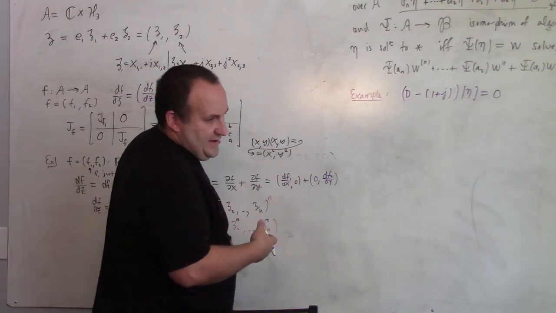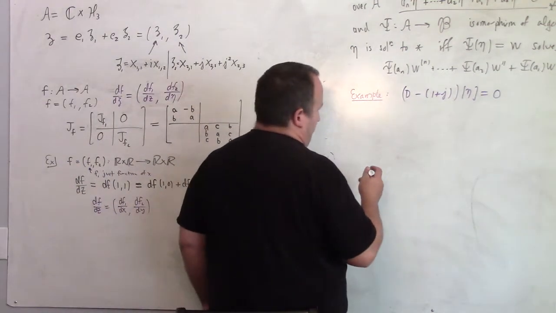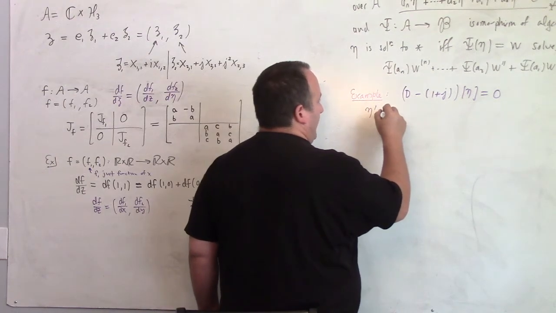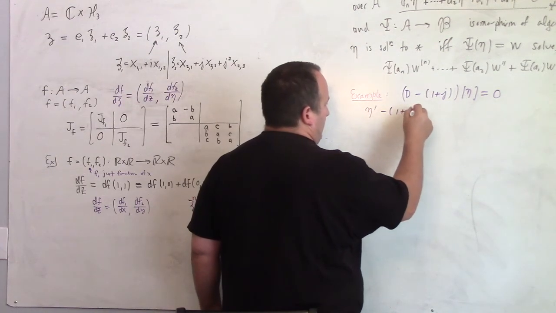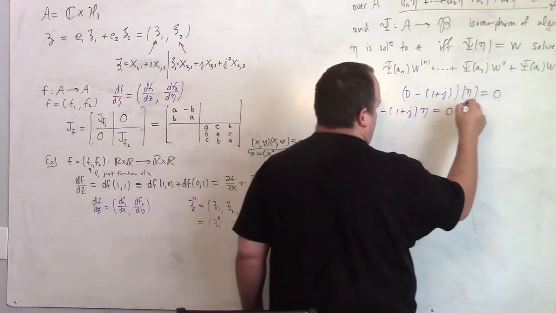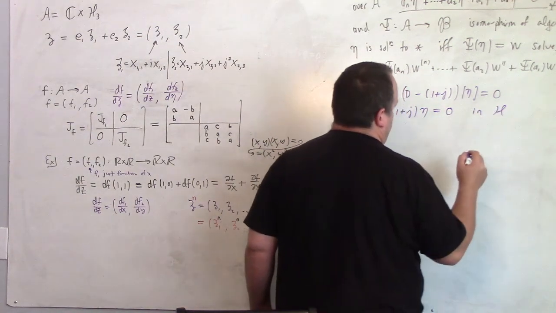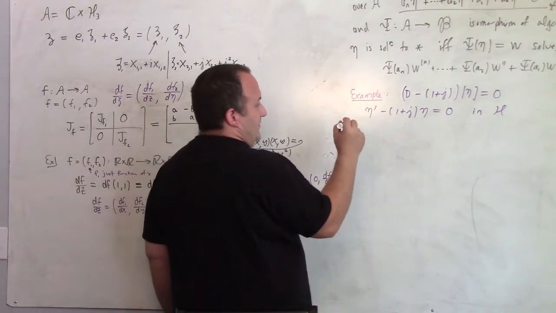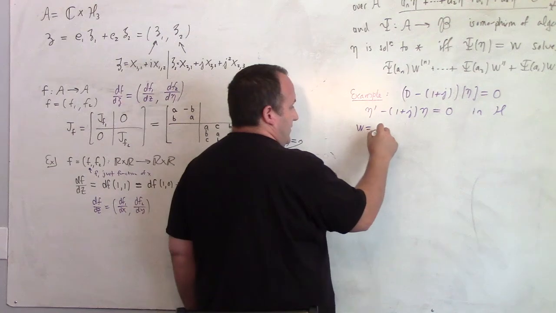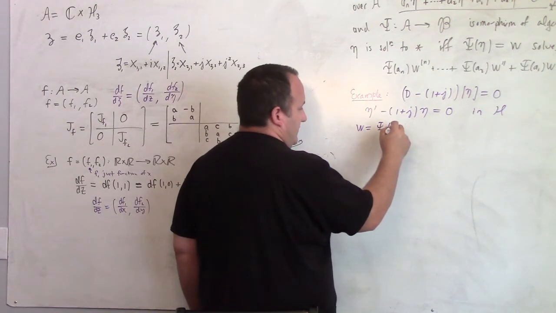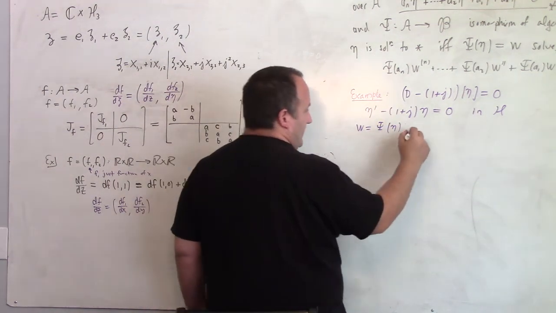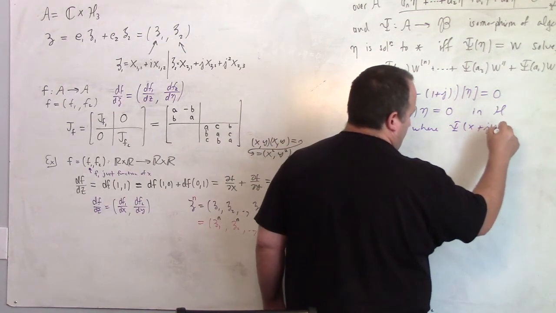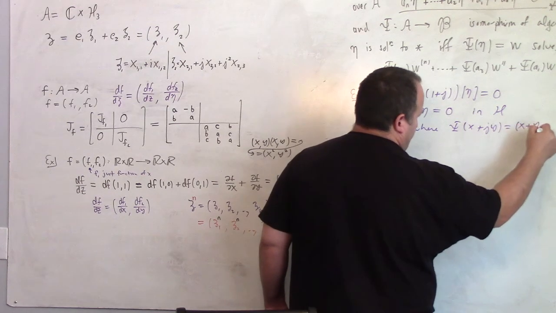So I was just taking this as a trial example. We're looking at eta prime minus 1 plus j eta equal to 0 in H, right? So we let W equal psi of eta, where psi of x plus jy is x plus y, x minus y, right?